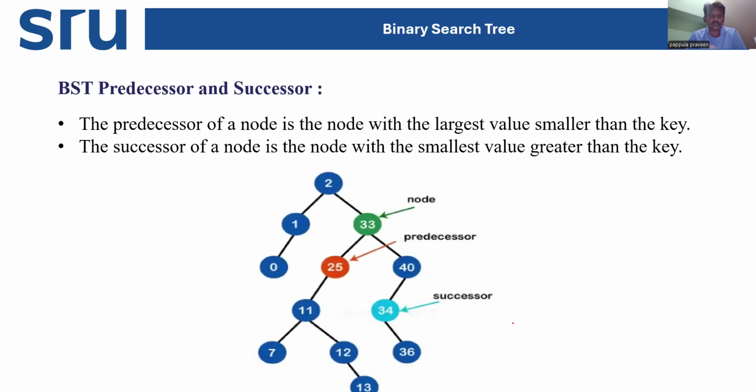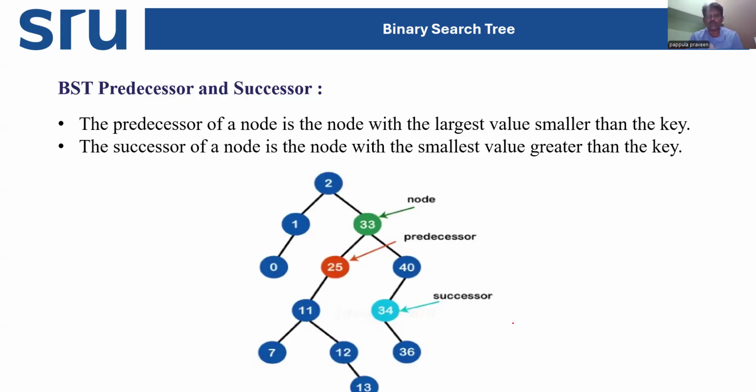Now, BST predecessors and successors. The predecessor of a node is the node with the largest value smaller than the key value. The successor of a node is the node with the smallest value greater than the key value.